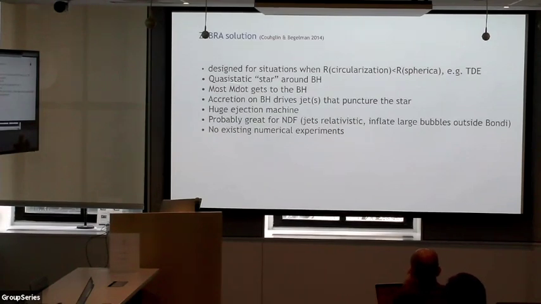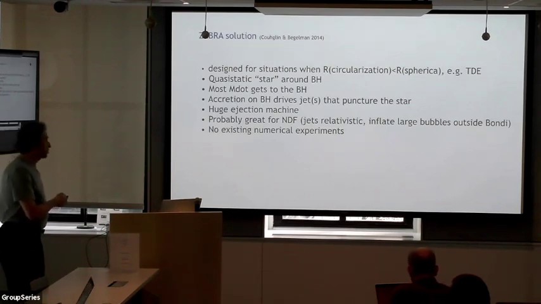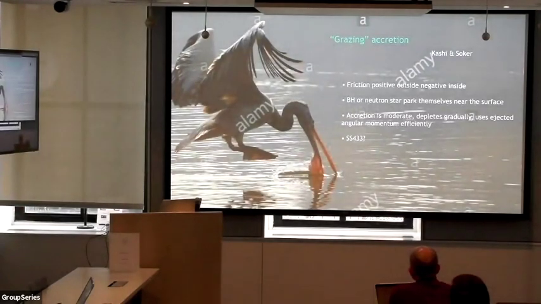So if this is correct, then this is probably great for this idea of negative dynamical friction, because jets are first of all very fast, certainly much faster than the motion of the object through the gas, and they probably inflate large bubbles outside of the Bondi radius. So this is exactly what you need to clear that area behind a moving object. I would say that there are currently no existing numerical experiments confirming this ZEBRA solution. Okay, so this is my last slide.